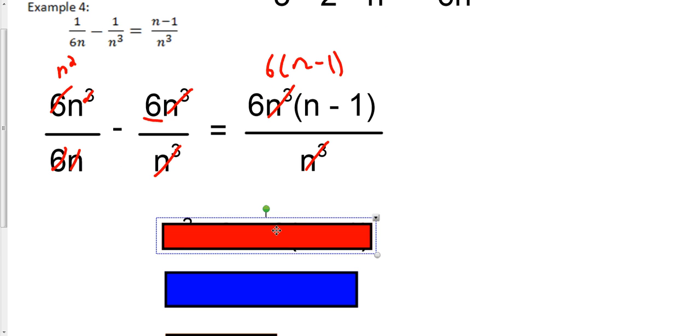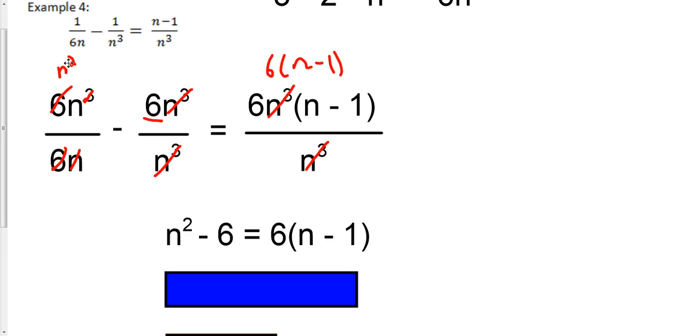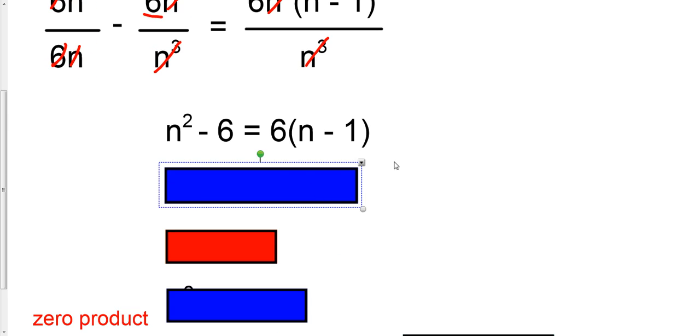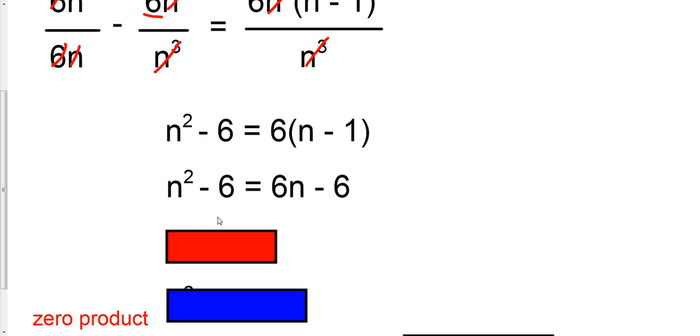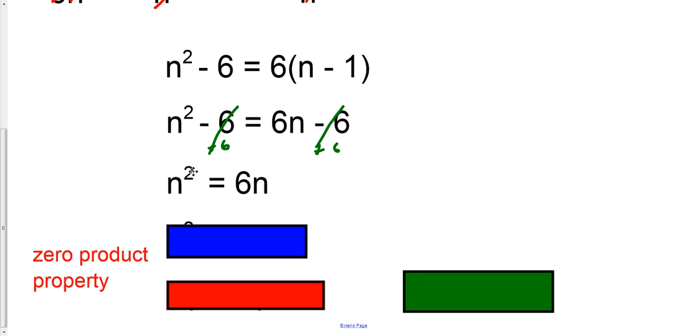So, simplifying our equation down, we'd have n squared over here minus 6 equals 6 times n minus 1. Distributing that 6 here, we'd get n squared minus 6 equals 6n minus 6. Now let's add 6 to both sides, get rid of these constants. Both of them will cross out, which means we're left with n squared equals 6n. We want to get everything onto one side then. So we'll subtract 6n on both sides.